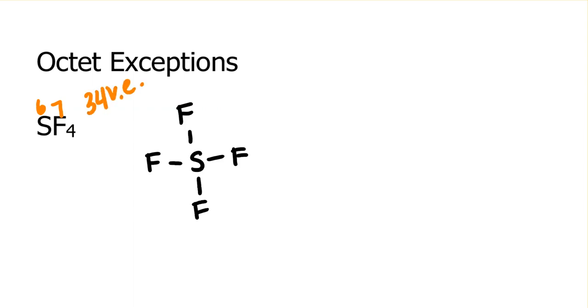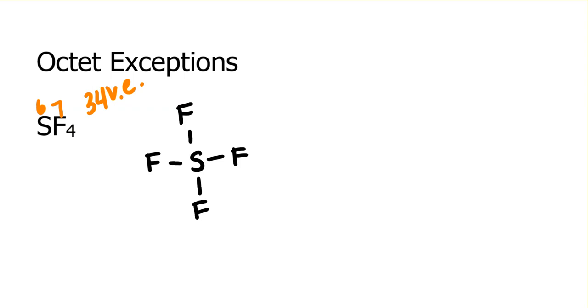Let's look at how we can draw some octet exceptions and how you know there's an exception. So we'll start with this sulfur tetrafluoride, just like we normally would, with sulfur in the middle. And then let's count how many valence electrons. Sulfur is 6, fluorine is 7. That's 34 valence electrons that we need.